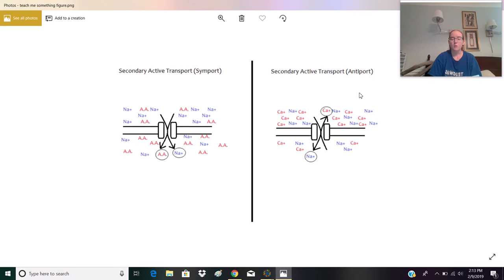So, while secondary active transport doesn't directly utilize ATP hydrolysis like primary active transport does, it's still ultimately driven by ATP hydrolysis because the sodium ions are pumped out of the cell via the Na-K pump, which is a primary active transport. And that is what gives us the gradients that we need for secondary active transport to take place. So, without primary active transport, secondary active transport would not be possible.